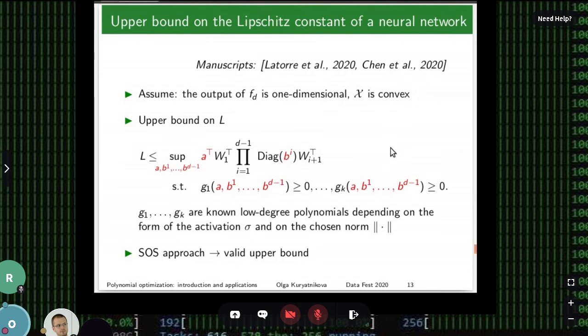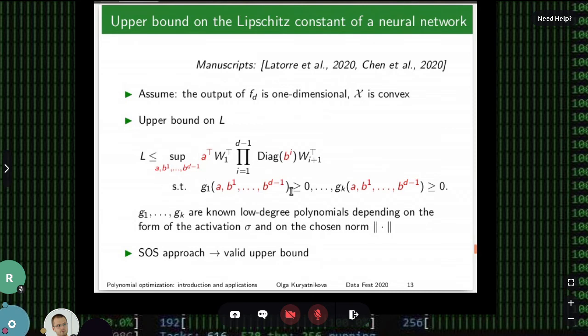And our upper bound can be written as follows. Notice actually here that we do not have any constraints on the type of the activation function. And these two papers are different in which types of activation functions they consider. And they basically cover all frequently used types. So what we can see is our Lipschitz constant can be bounded by some problem where the unknowns are in red A and B, 1 to B_{D-1}.